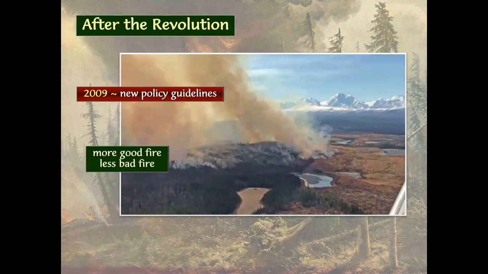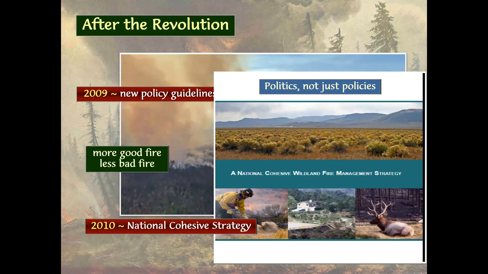So maybe the new policy guidelines in 2009, plus some other legislation promulgated then and a change of administration, sort of set us on a new course. The National Cohesive Strategy is a very odd creature: it doesn't have any money, it doesn't have any political clout, but it's an effort. It recognizes, I think, that the problem is not simply in getting policy right, it's getting the politics right.